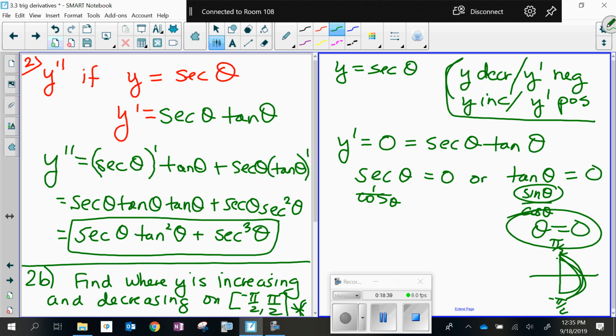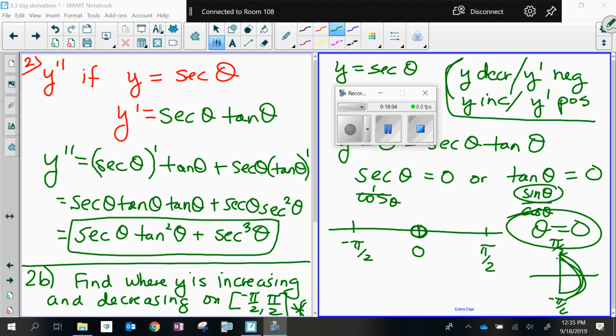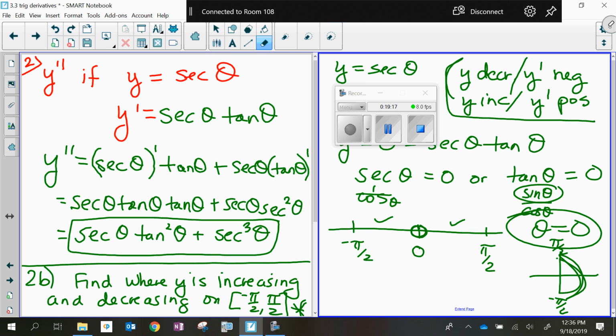If you had cosine of 0, that would make secant undefined, right? We don't want that. We want secant 0. All right, so we have 1, 0. Let's do some interval testing, negative half pi to half pi. Here's your 1, 0. We're going to check this guy and this guy. And when I say check, remember we are looking for f prime to be positive or negative, so we're going to check with f prime.